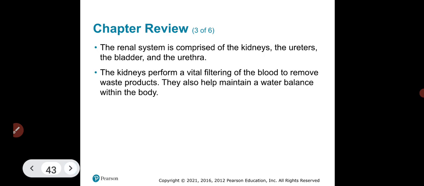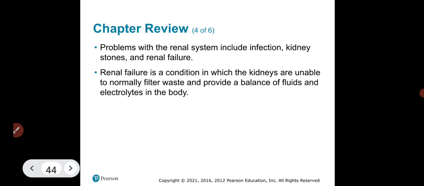The renal system is comprised of the kidneys, the ureters, the bladder, and the urethra. The kidneys perform a vital filtering of the blood to remove waste products. They also help maintain a water balance within the body. Problems with the renal system include infection, kidney stones, and renal failure. Renal failure is a condition in which the kidneys are unable to normally filter waste and provide a balance of fluids and electrolytes in the body.